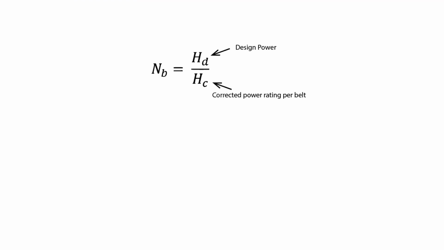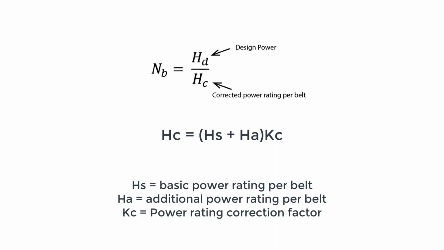Okay, the equation to get the number of belts required is HD over HC, where HD is our design power, 6.5 horsepower, and HC is the corrected power rating per belt. To get HC, HC is equal to HS plus HA times KC. HS is the basic power rating per belt and HA is the additional power rating per belt, where we can get it from table 115 as shown previously. KC is a power rating correction factor, which will be explained later.